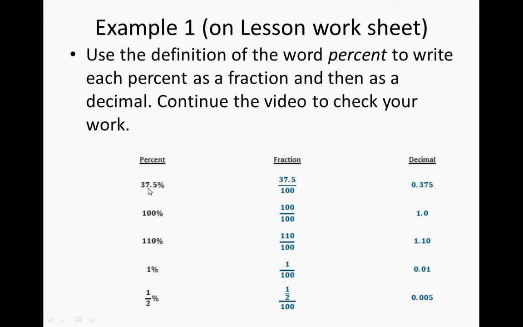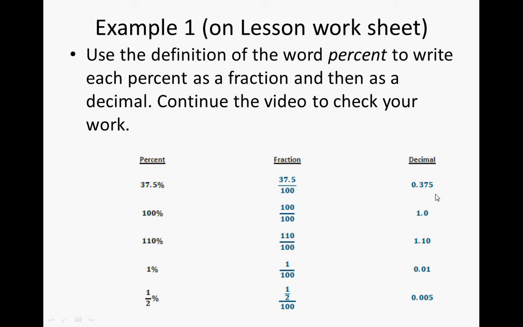So really, 37.5% is 37.5 over 100. Then 100% would be 100 over 100, and so on and so forth. Notice that 1/2% is a complex fraction, 1/2 over 100. So now if we write that as a decimal, we just move the decimal.